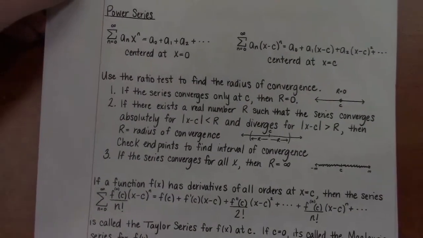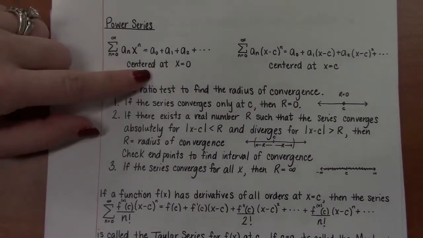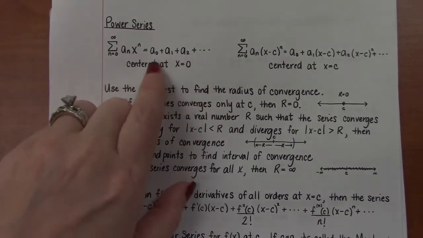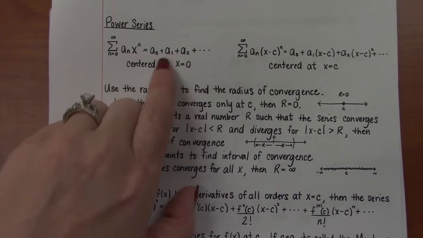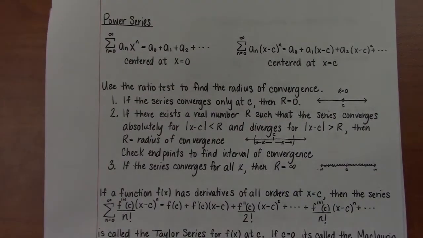And then the back page is power series stuff. This is a power series centered at 0. Oh my God, I realized there's a typo here. I forgot my x's in this one. That's not good. Can't believe I didn't catch that till just now. And then if it's centered at c, we have the x minus c term.